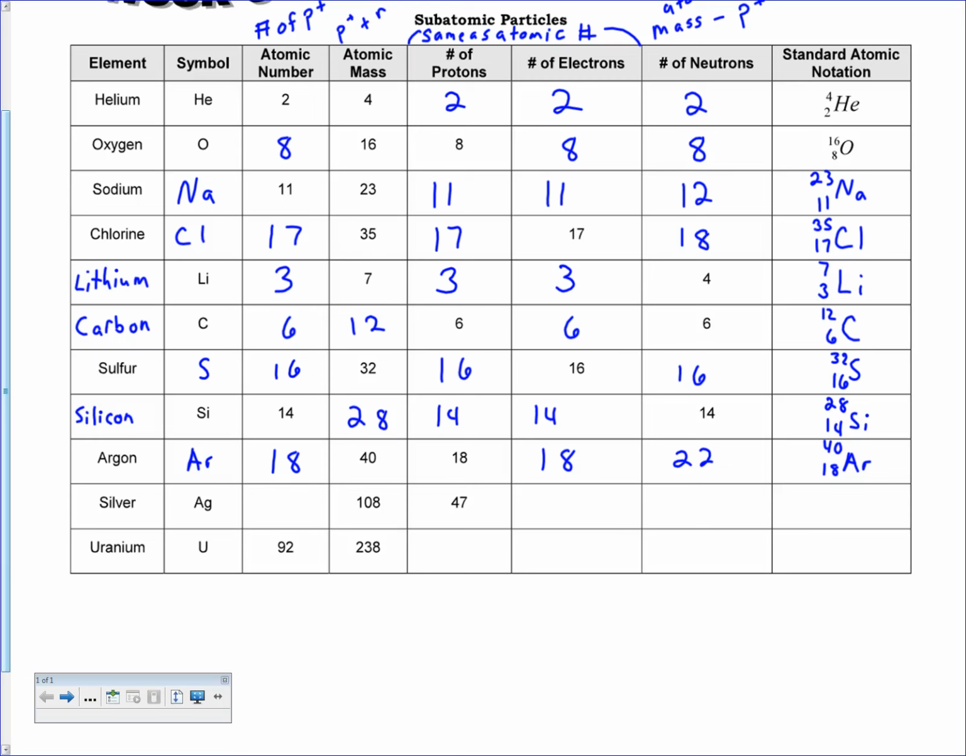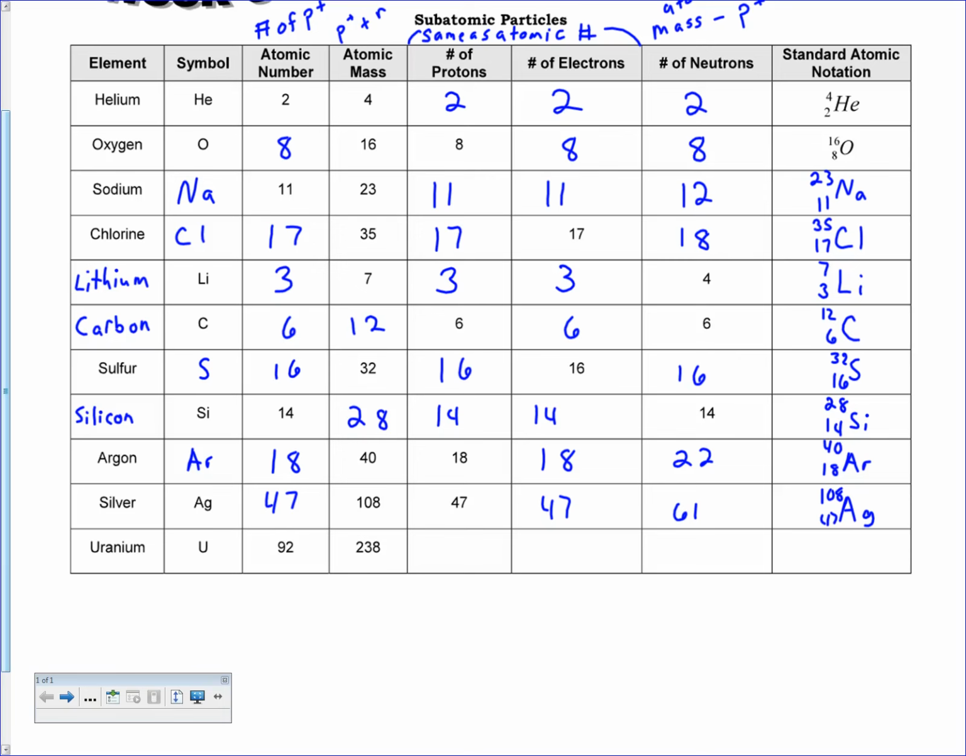Silver is Ag. That's atomic number 47. It has 47 protons, 47 electrons. Then we go on to calculating the neutrons again. So we have to take that total mass, 108, minus the number of protons, 108 minus 47, and we get 61 for the number of neutrons there. The symbol here, Ag, it's 108 for the mass, and 47 is the atomic number.